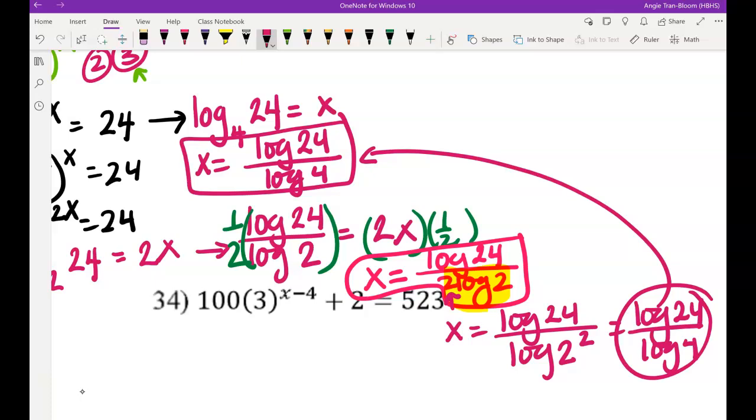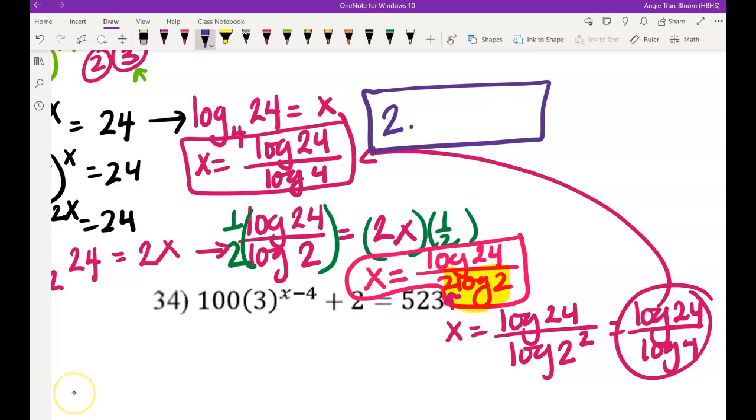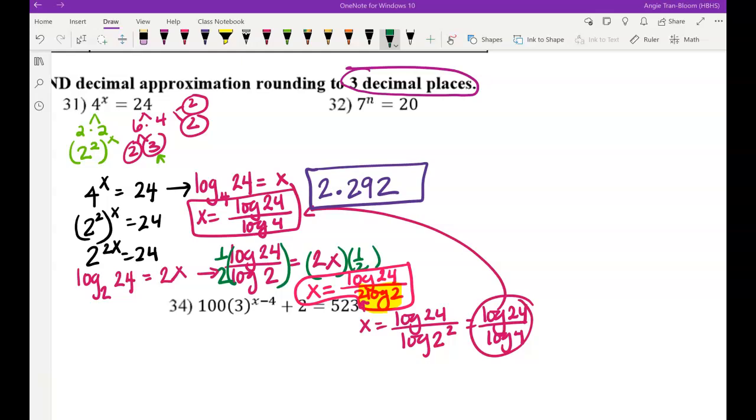So it doesn't matter how you guys do your math, you are going to get the same exact one correct answer. All right, so now use your calculator and crunch that out for me, students, and round to 3 decimal places. Okay, so I hope you guys all have 2.292.